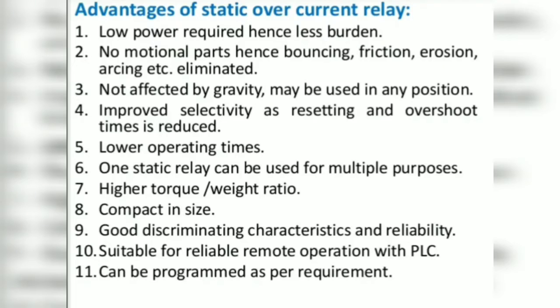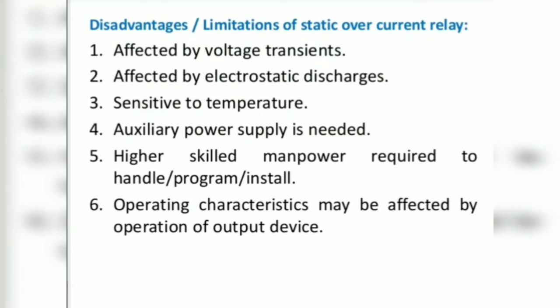So next slide we see the disadvantages or limitations of static overcurrent relay. First, as we know, it is affected by voltage transients and also affected by electrostatic discharges. There is no moving part, so it is not affected by gravity, but it is affected by electrostatic discharges. Sensitivity to temperature: whenever temperature rises or falls, it changes the limitation of the relay.